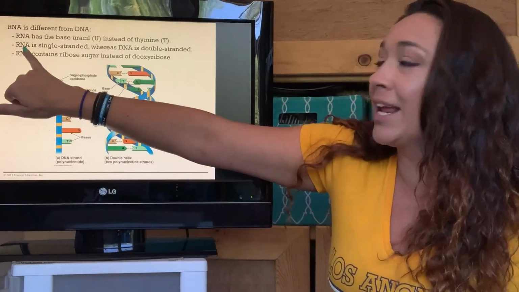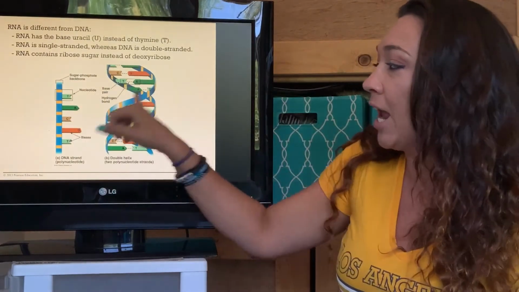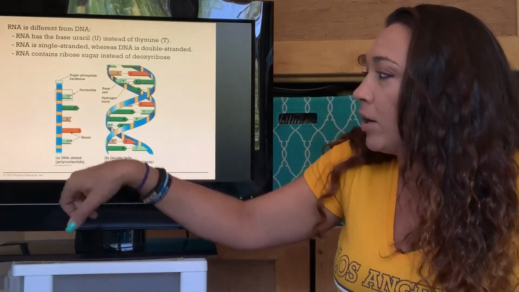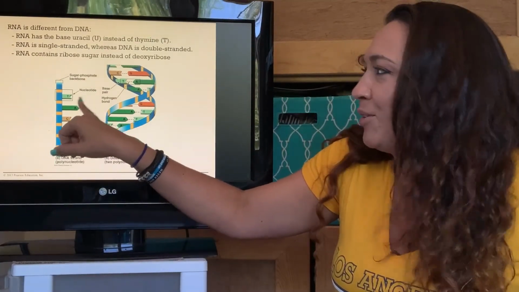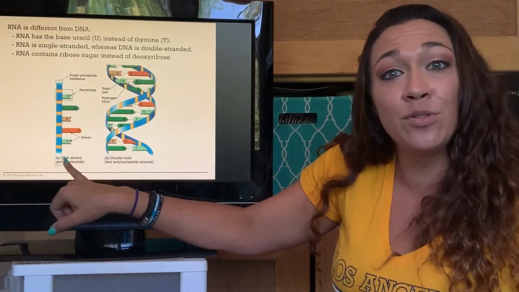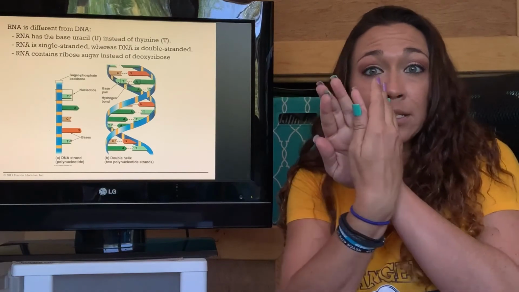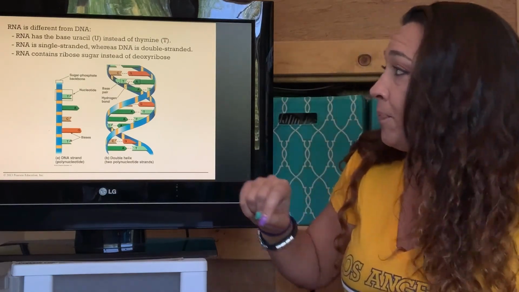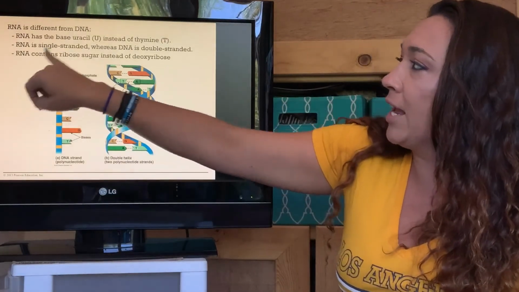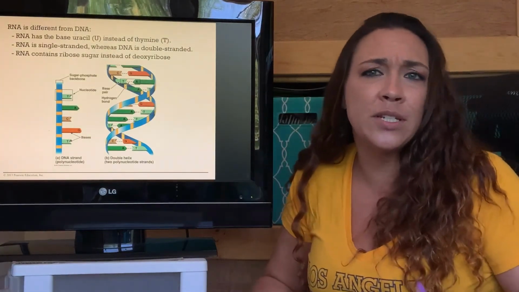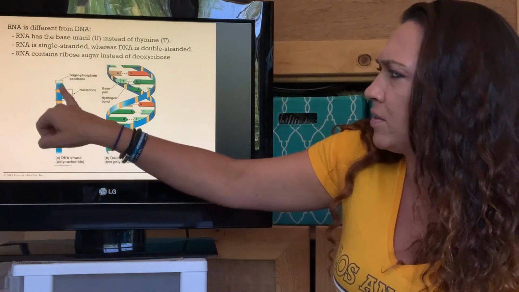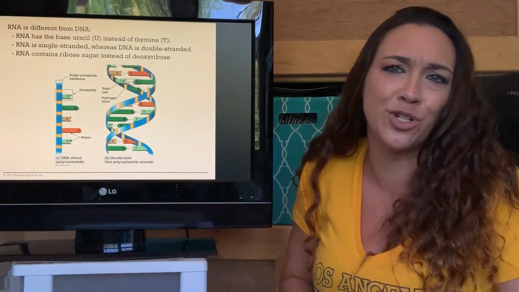Another difference is RNA is single-stranded. So this would be DNA right here. This would be, well, there's a T here, so that wouldn't be RNA. But imagine this is a U here. This would be RNA. It's single-stranded. It's not the double helix. It's just a single strand. And finally, RNA has a ribose sugar instead of the deoxyribose. So it's just a different sugar phosphate backbone. Remember, this is the sugar phosphate backbone. It's just a different sugar, that's all.